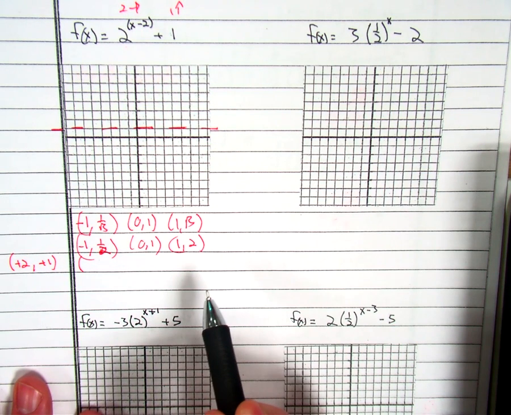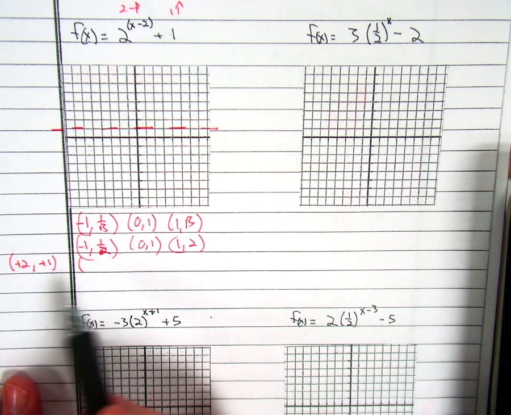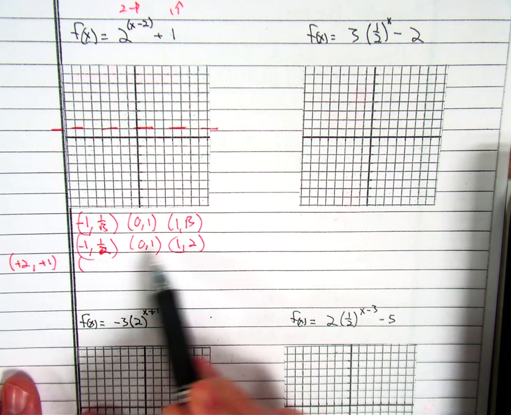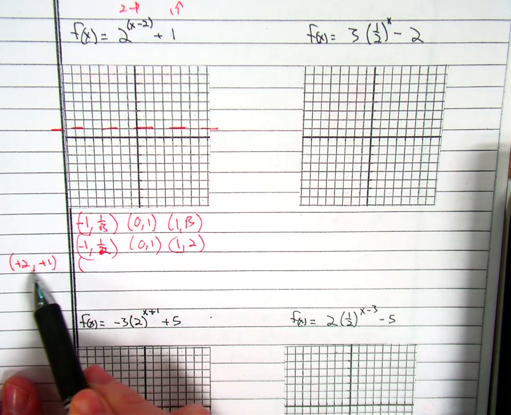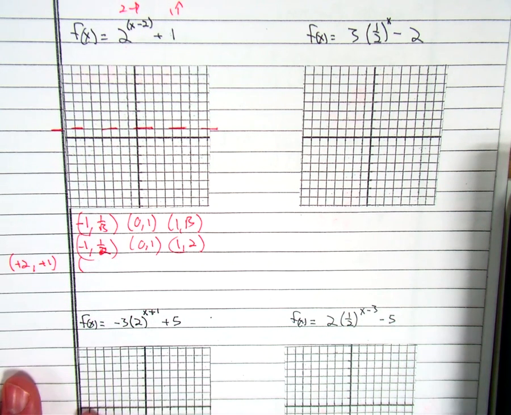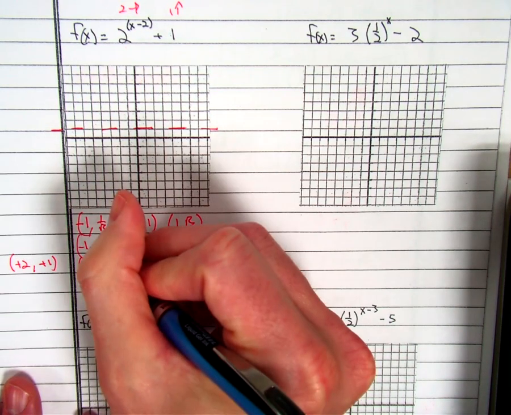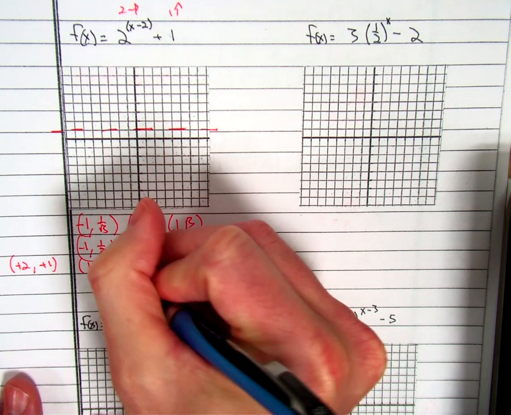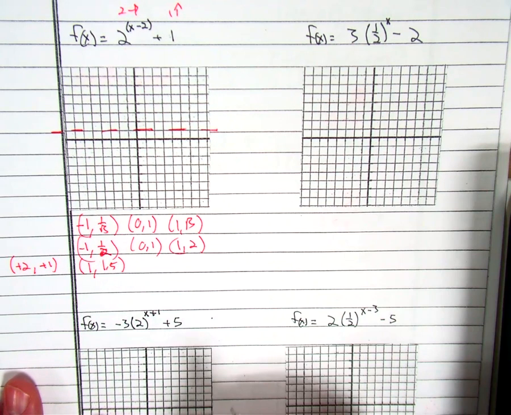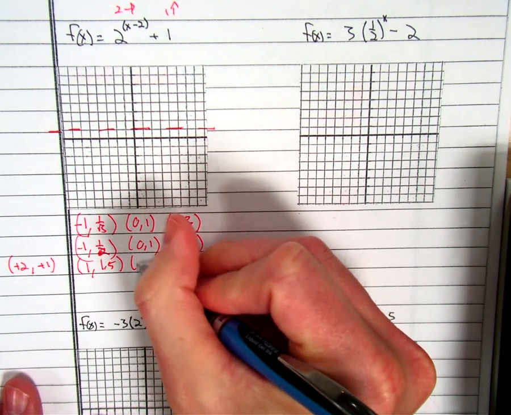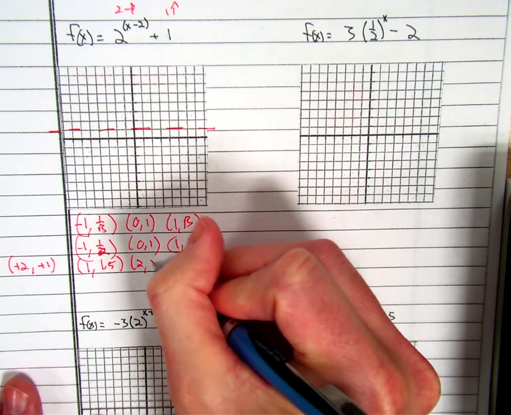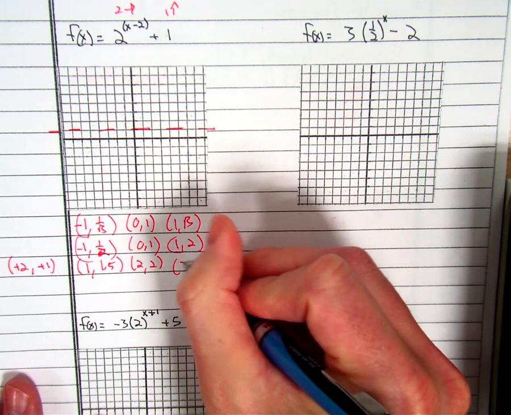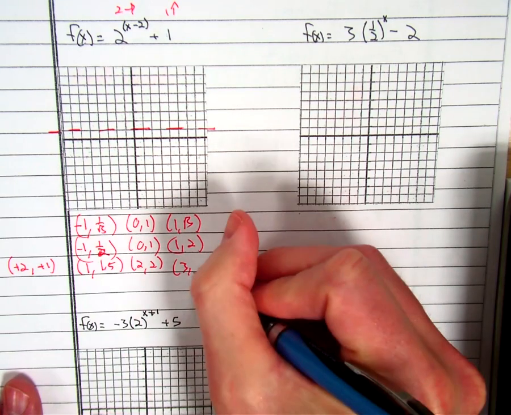Now, different people like to do things different ways. Some people like to go through and do all the x's first, and then all the y coordinates. And some people like to do each point on its own. Up to you. So negative 1 plus 2 is 1. 1/2 plus 1 is going to be 1.5. 0 plus 2 is 2. 1 plus 1 is 2. 1 plus 2 will have 3. And 2 plus 1 is also 3.